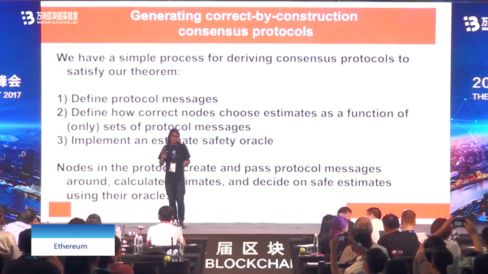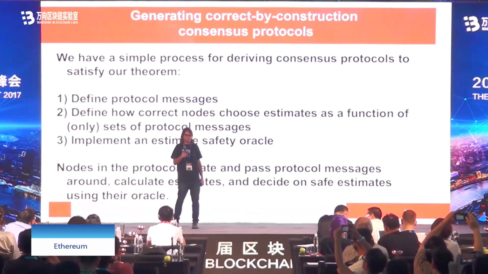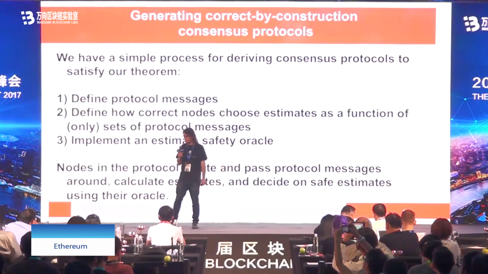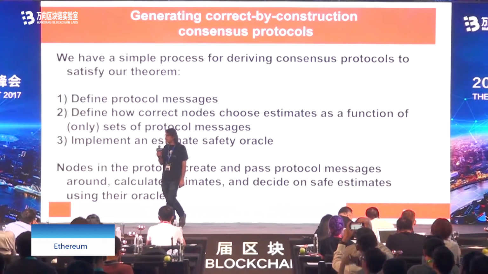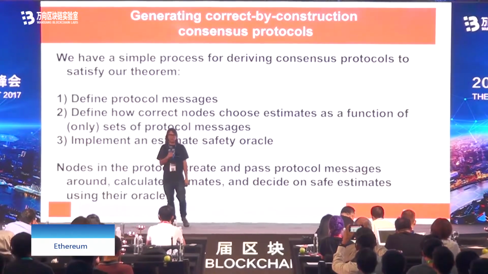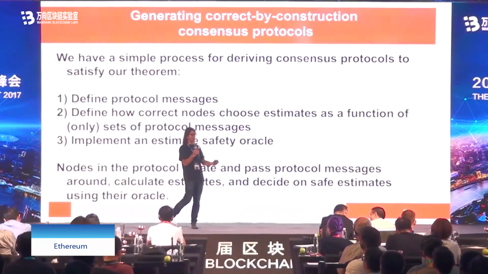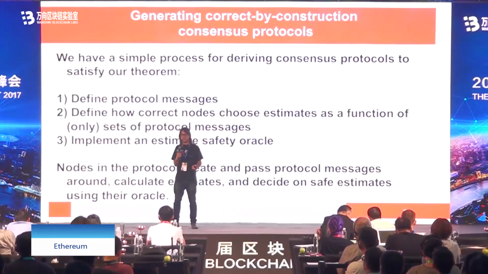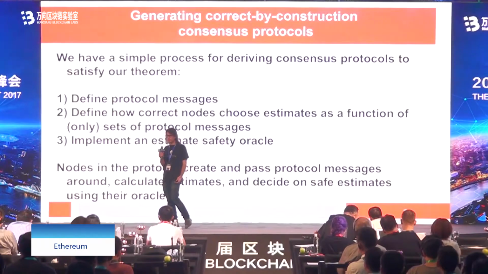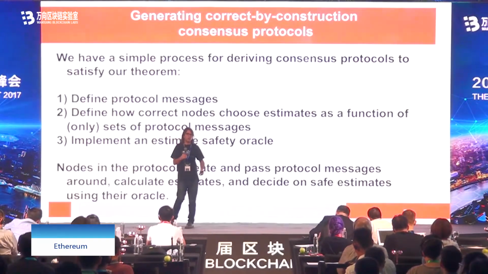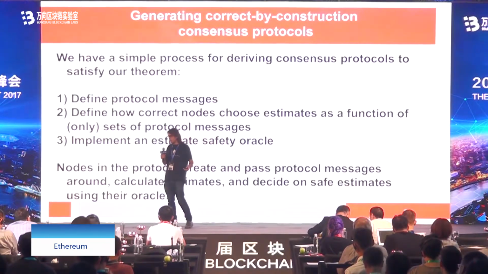So there's a few things. We have to define what the protocol messages are. We have to define how nodes choose estimates given that they have a bunch of protocol messages. And we have to implement something called an estimate safety oracle. It's basically something that's going to detect safety. It's going to locally be able to tell us, based on the messages that we received, whether we actually have this property called estimate safety. And if we do these 3 things, then we have a consensus protocol. It's pretty amazing because it's not supposed to be that easy.